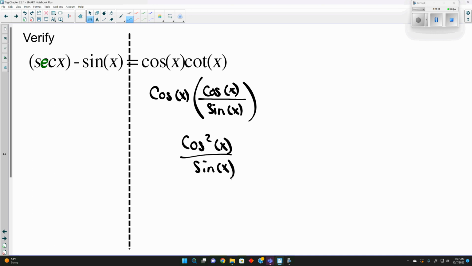Okay, I mean, that's not too bad. That's just using some of our basic identities, yes? And we could take it further from here, because cosine squared is the same as 1 minus sine squared of x. But that might be helpful, that might not. We don't know at this point, especially if we're trying to get to secant of x minus sine of x, yes?